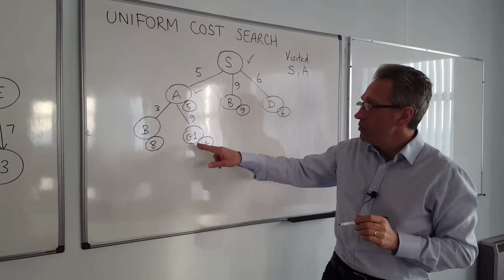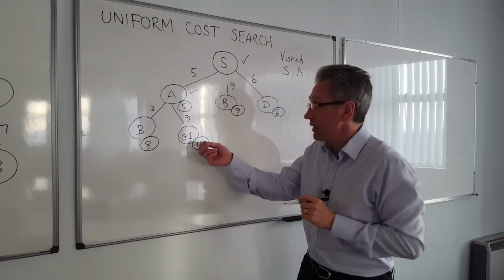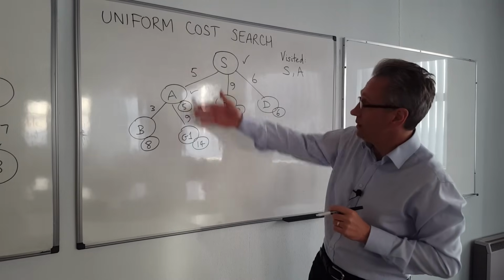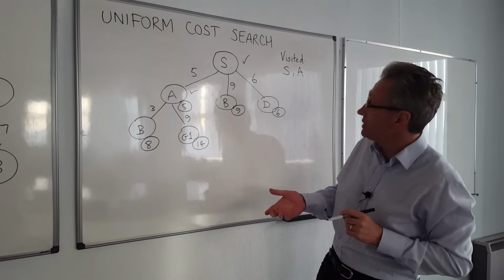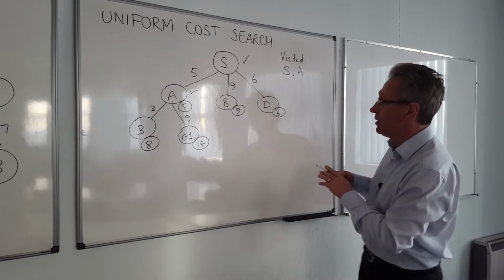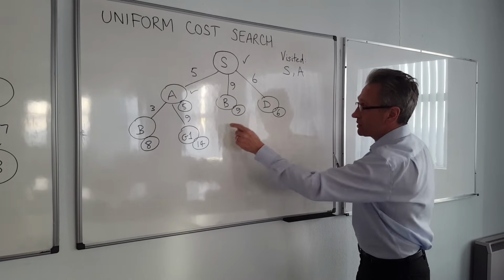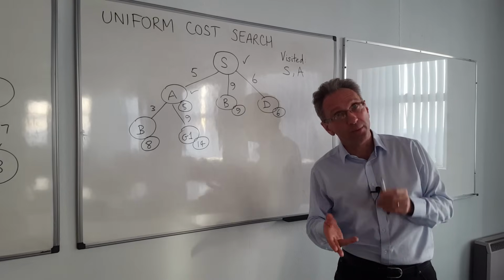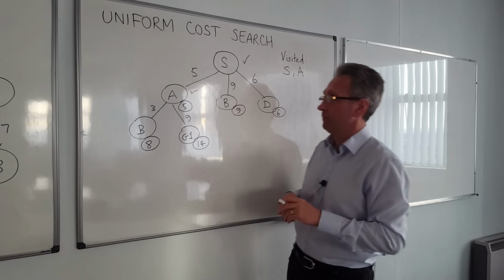Notice that although G1 is a goal state, we don't accept it at this point as being the optimal path. And the reason for that is that the optimal path may well be over here. We have to explore all the paths over here until we're exploring paths of length 14. Then we might accept it.